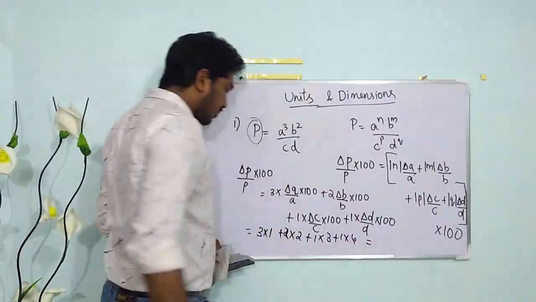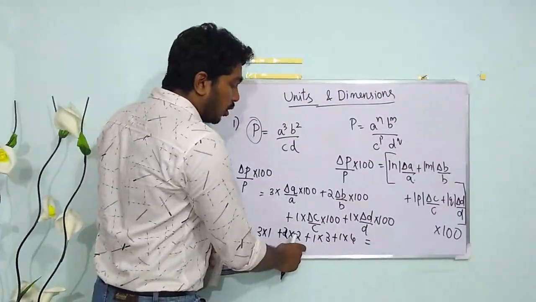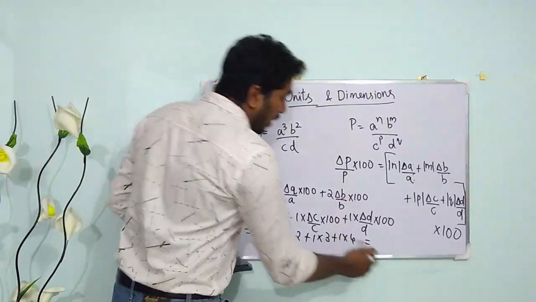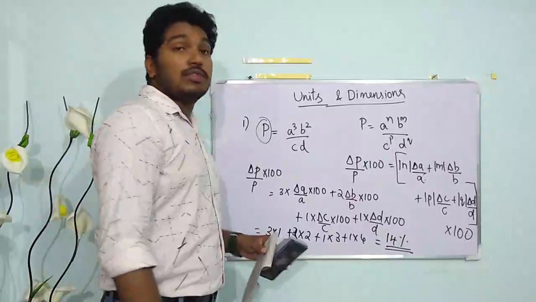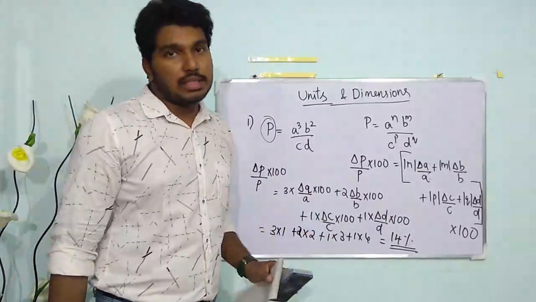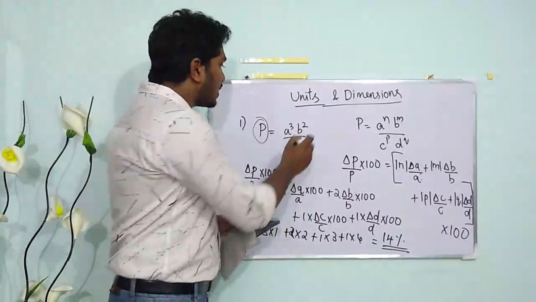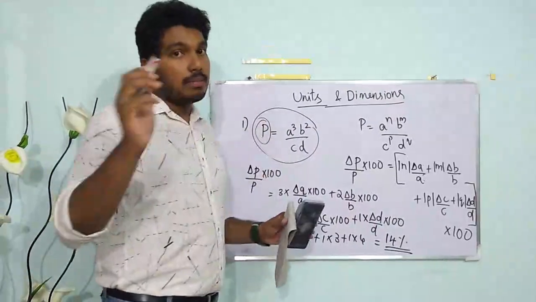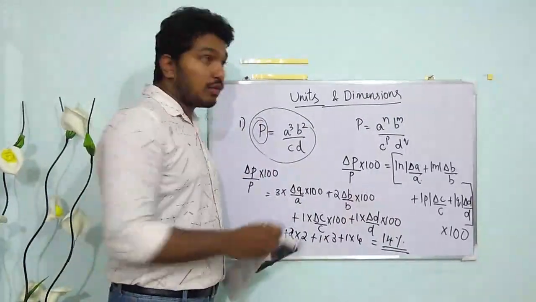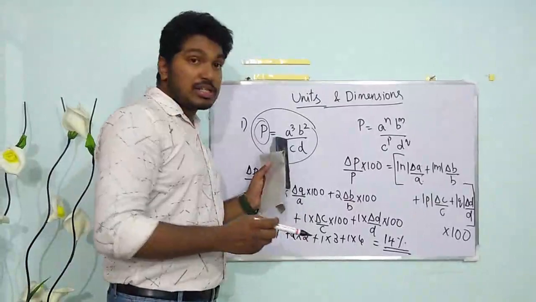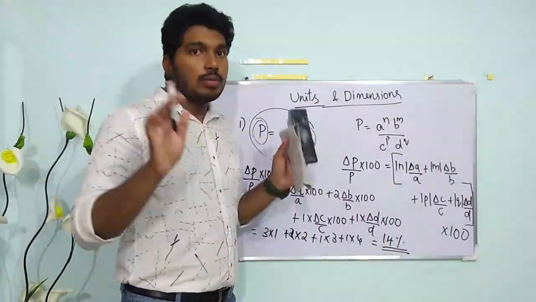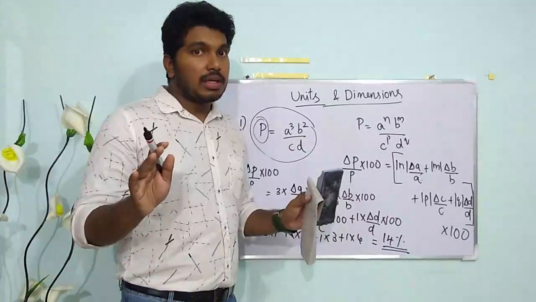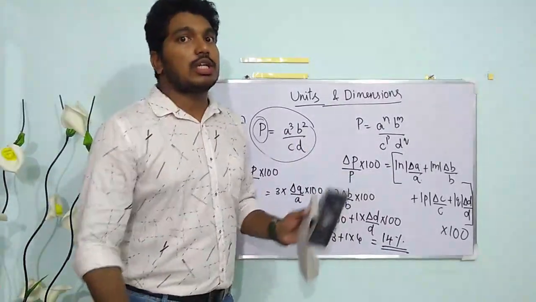So what do you get? 3 into 1, 3. 3 plus 4, 7. 7 plus 3, 10. 10 plus 4, so the answer will be 14%. So the answer for the first question is 14%. We have found the error in the quantity P measured, and if we know the percentage errors in A, B, C and D, we can find the error. I hope the question is clear. If you have any doubts, do feel free to comment below.